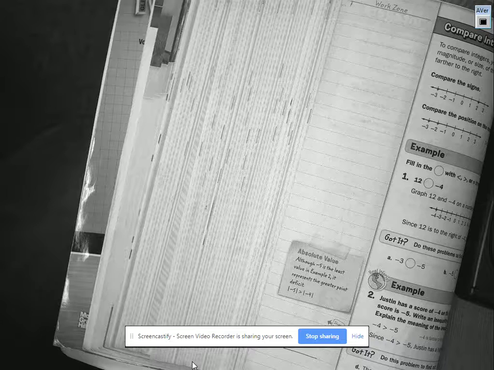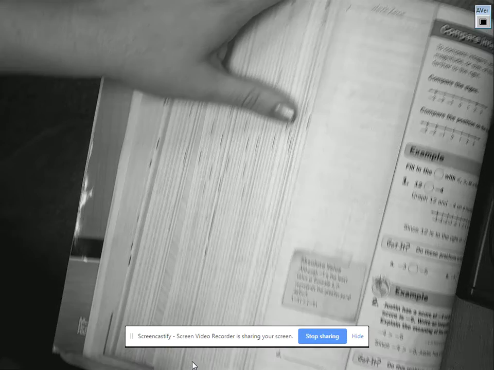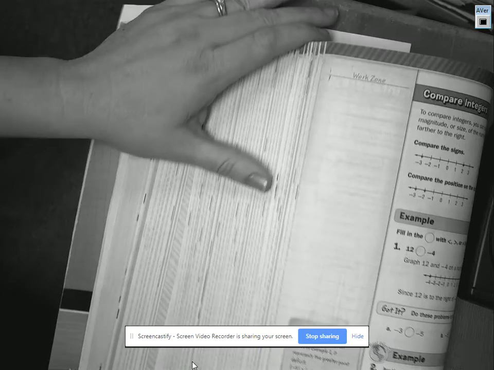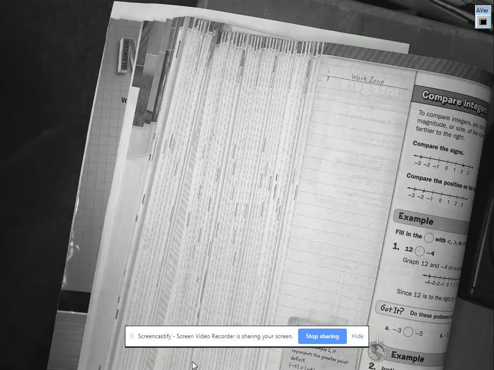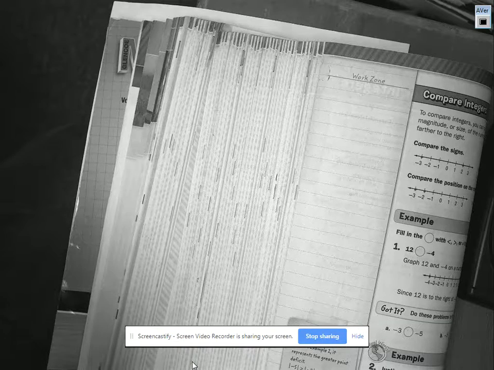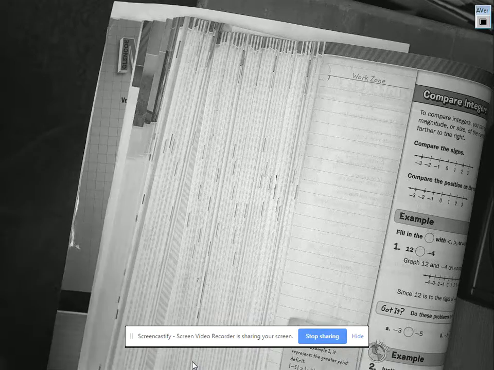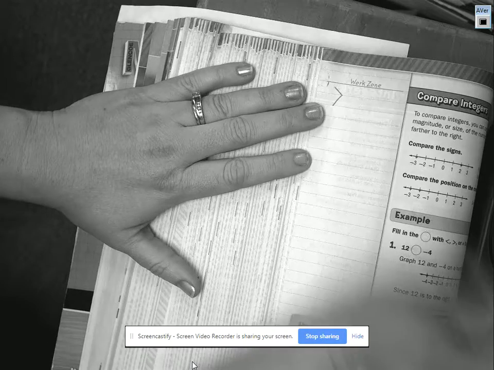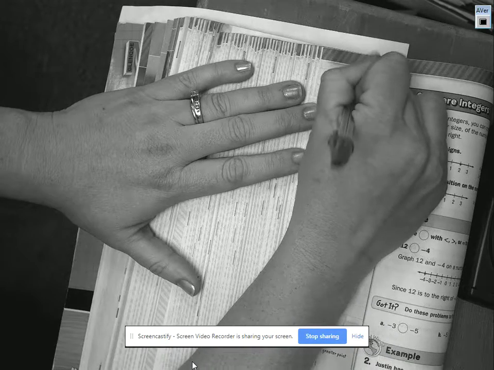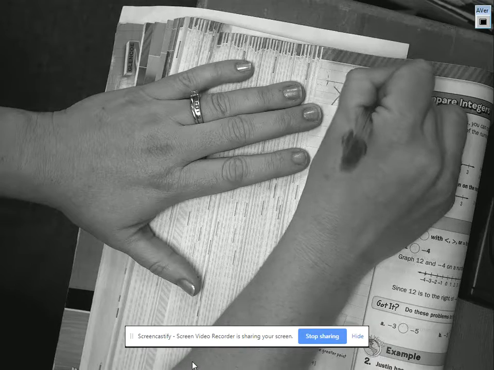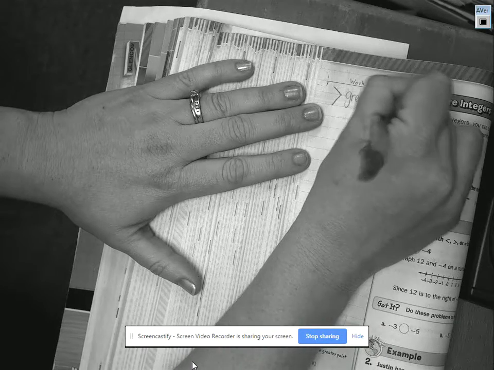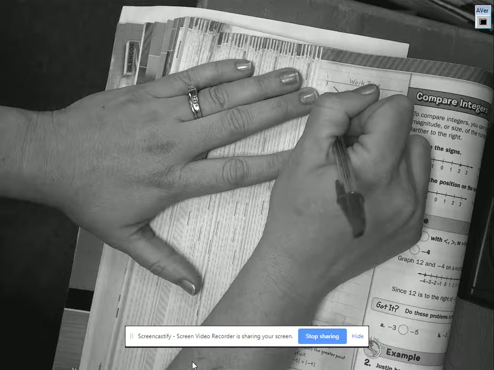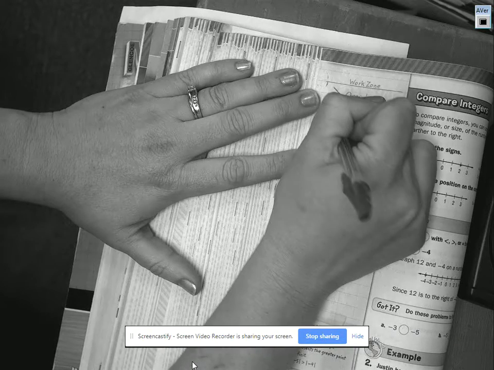Okay, so the first thing that we need to remember over here in our work zone on page 364, please give the kids a minute to turn to page 364 if they haven't already by pausing the video. Okay, so hopefully you remember that this sign is greater than. Please write all of this. Okay, this sign is less than.